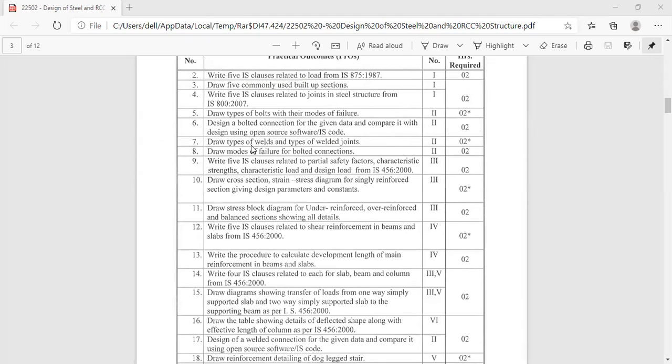So it has the title: draw the types of the weld and types of the welded joint. So in this practical, we have to understand the types of the weld which are required for joining the 2 sections. That is like a single section, built up section, also for heavy loads along the spans. So today welding is a common thing, and welded joining is now commonly used for joining steel structures.